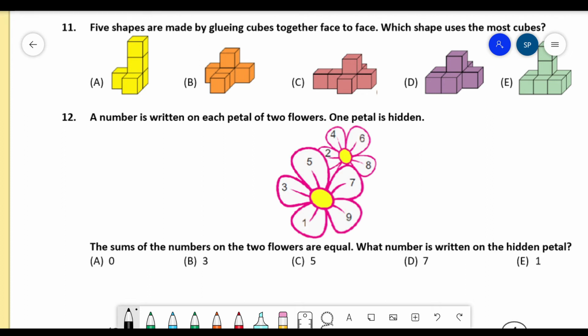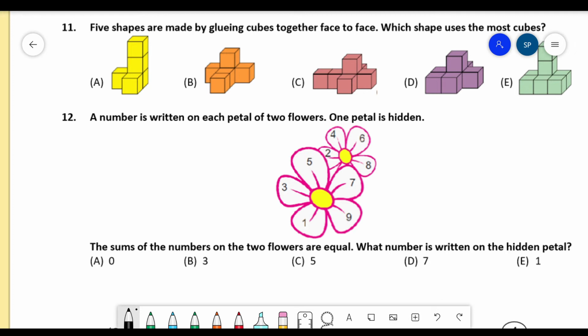12. A number is written on each petal of 2 flowers. One petal is hidden. The sums of the numbers on the two flowers are equal. What number is written on the hidden petal? Okay, so both of the flowers have a number on each petal, and the sum of all the numbers on each petal is equal on both flowers.